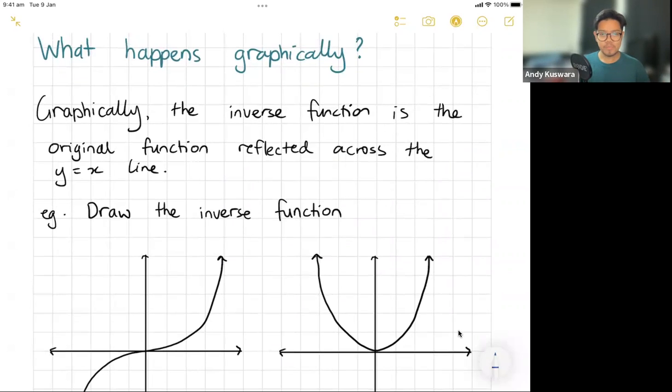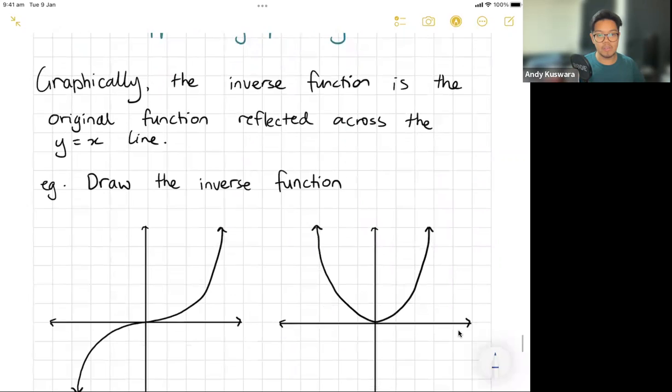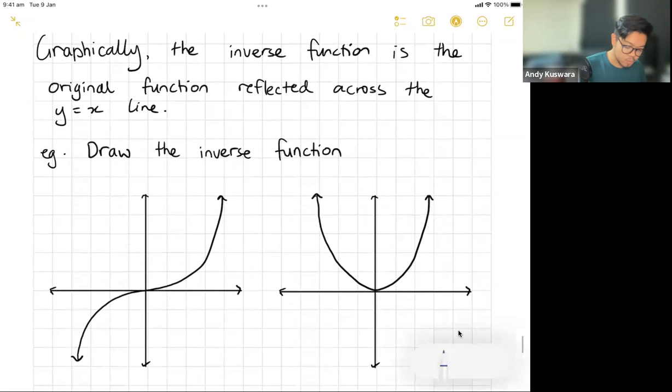Okay, so now graphically, what happens is the inverse function is the original function reflected across the y equals x line. Okay, so if I was to draw it, this is what I mean. So that means basically every x value now becomes a y value, every y value becomes an x value. So it kind of does this reflection across the y equals x. So if I was to almost dot in y equals x, it would look like this. Right, so let's say that's y equals x.